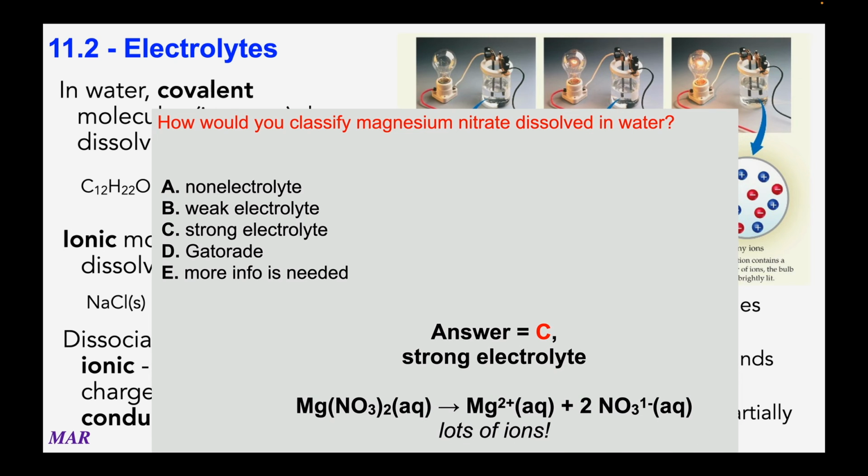All right, that magnesium nitrate will not stay together. It's going to break up into magnesium 2+ and 2 nitrate ions. We're going to get 3 ions out for every magnesium nitrate that goes in, and 3 to 1 is going to create a lot of ions. That thing is going to light up like a Christmas tree. So yep, it's going to be a strong electrolyte.